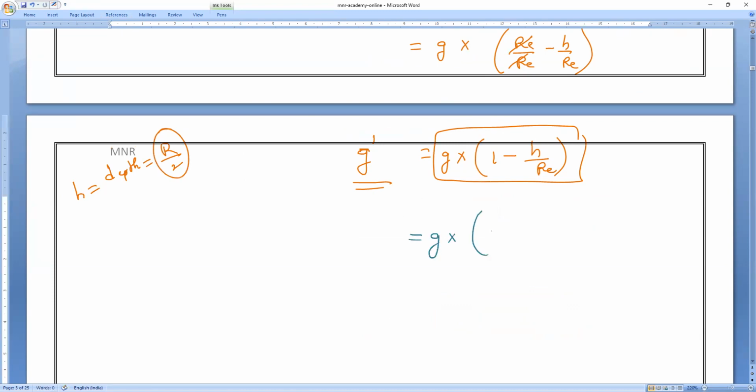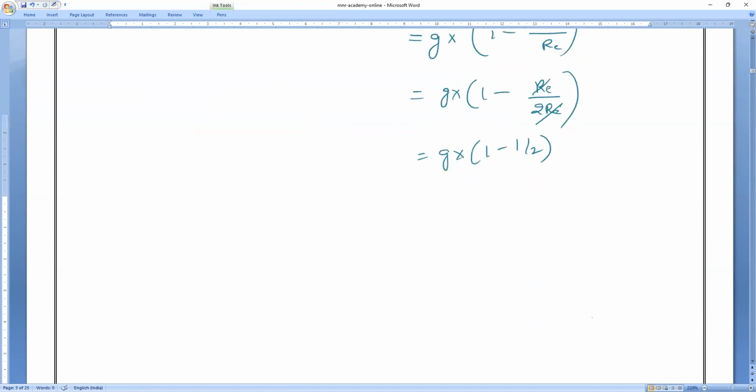So G into 1 minus R by 2 divided by RE, that is the radius of the earth. Which is equal to G into 1 minus RE divided by 2RE, because of the LCM. So RE will get cancelled, which is G into 1 minus 1 by 2. That is 1 minus half, so G by 2. That is the G dash.